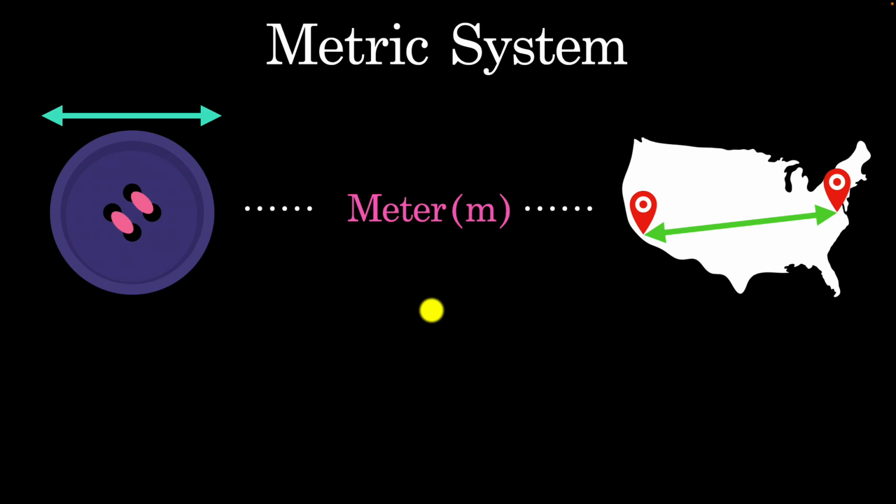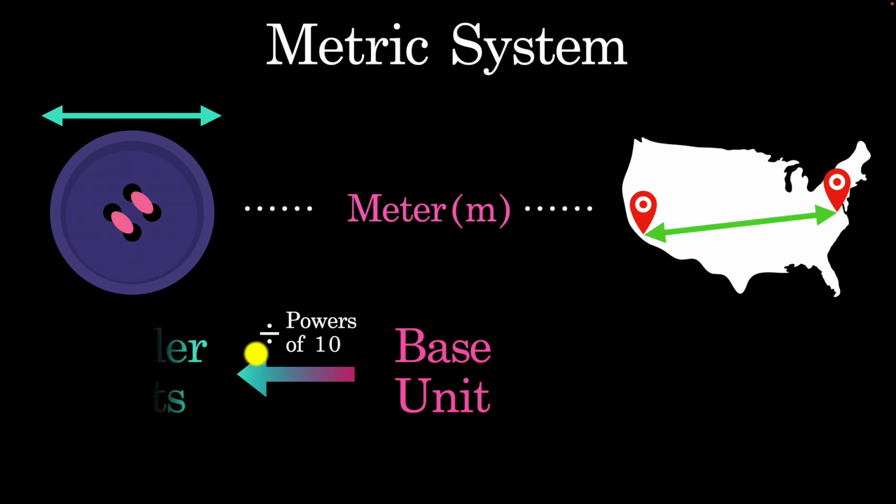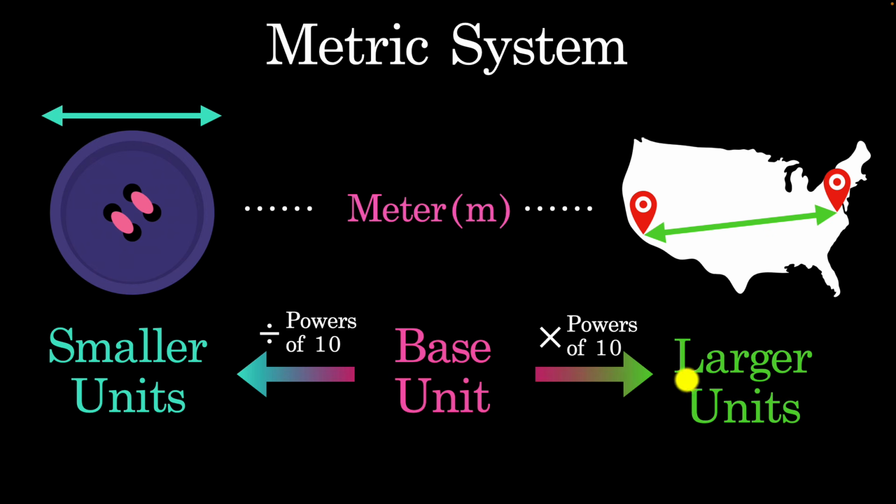We said, look, let's just use a base unit, in this case, the meter. And then if you want to measure something that's much smaller, we come up with smaller units by dividing the base unit by the powers of 10. And if you want to measure something much bigger, we come up with larger units by multiplying the base unit by the powers of 10. Why 10? Because it's much easier to do the math in our heads.